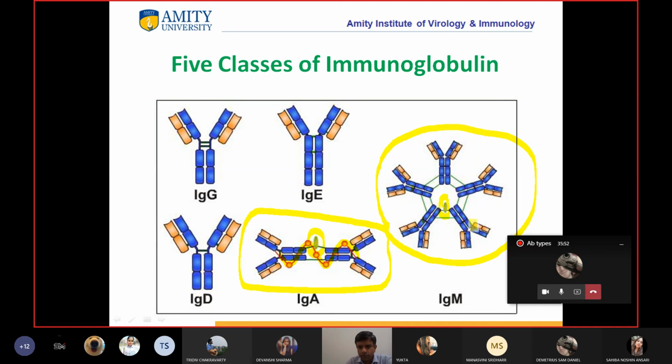1, 2, 3, 4, 5 molecules of IgM held together in this formation. Okay, and you can just imagine if it is in this way, it can bind so many different antigens, right? So it can at least bind 10 antigens, right? So that is the importance of having a pentamer. And we will discuss this in detail later, okay?